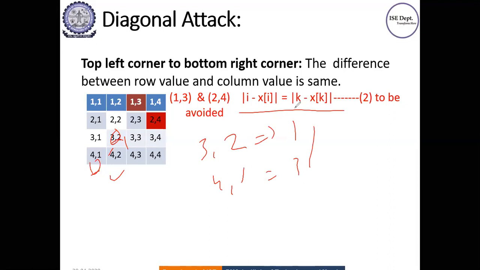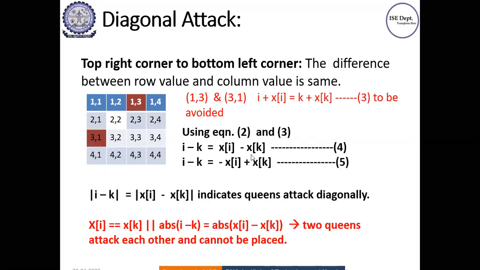So for that, we have another formula for the top right corner to the bottom left corner. What you should do is just the reverse of that, correct? Adding both.